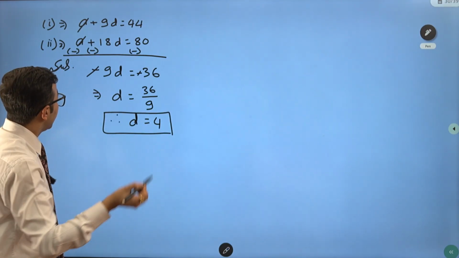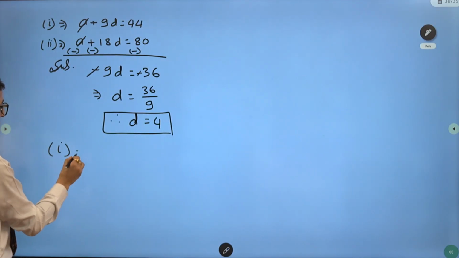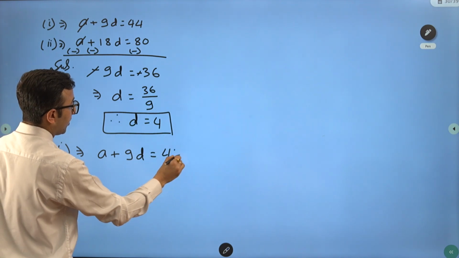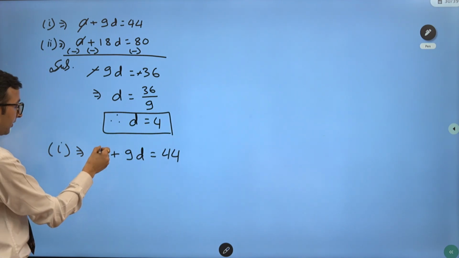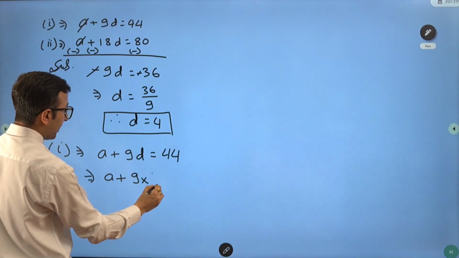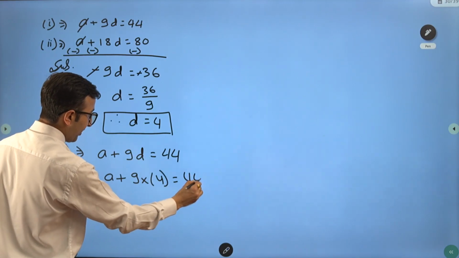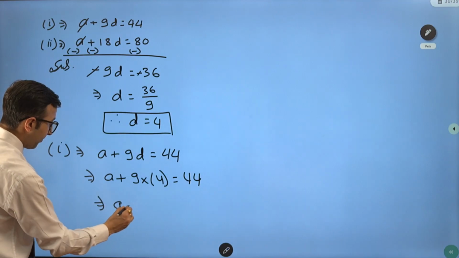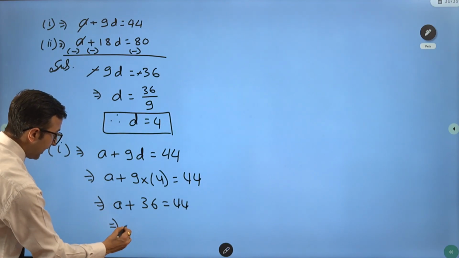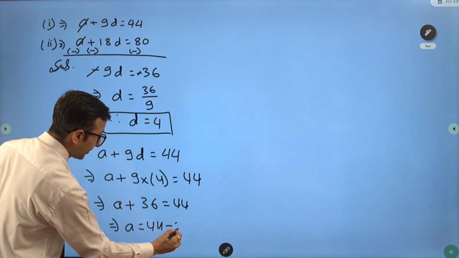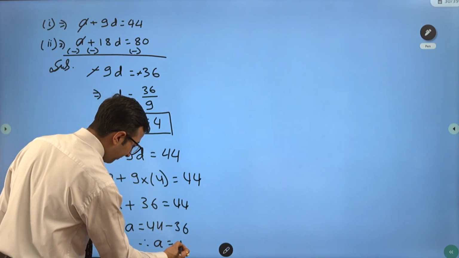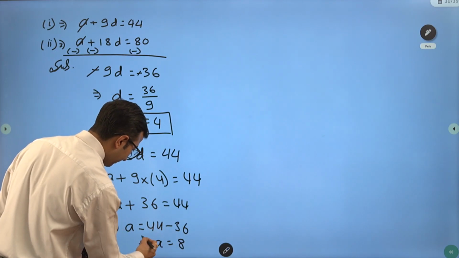So using this value in one of the equations, let's use the first equation, we will get the value of the first term. We will find the value of A. A plus 9 into, in place of D we can use 4, because we already have obtained its value. A plus 9 fours are 36 is equal to 44, which implies A is equal to 44 minus 36. So the value of A is 8.